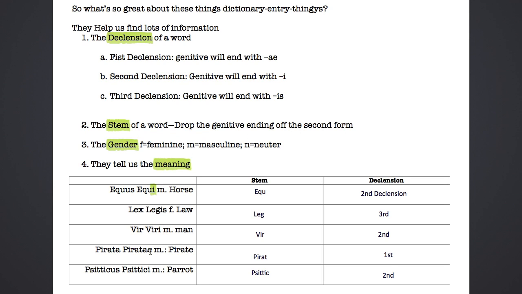Puella, again, I am looking at the second form, and I see it ends with an AE, and that means it's first declension. And then the stem, drop that AE off, and my stem is PUELL. And then Psittacus, same thing. I see the I in the genitive. Stem is PSITTAC, because I dropped that I off, and that's what I got.